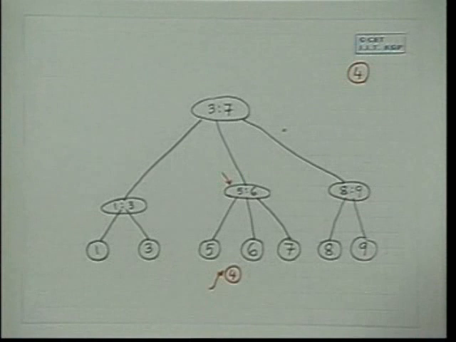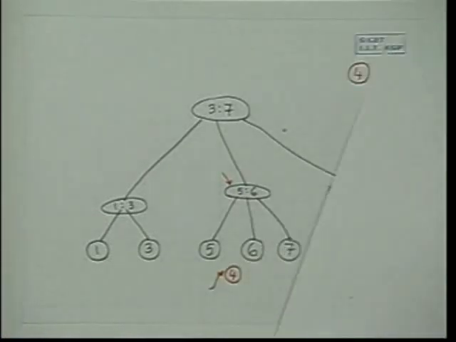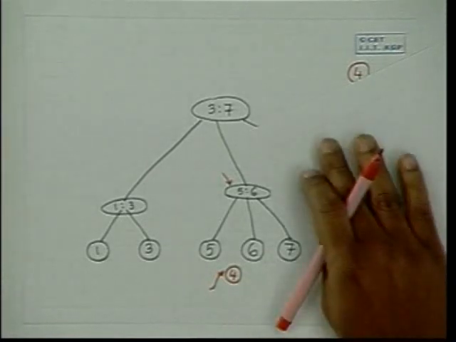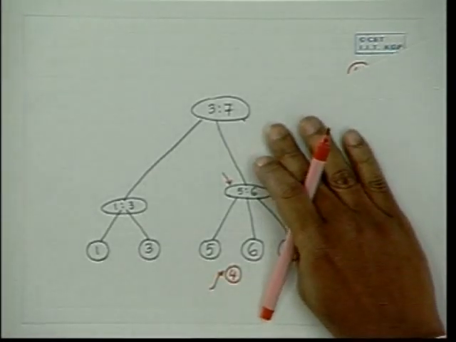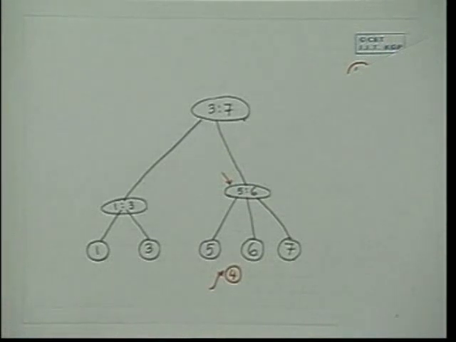Okay, suppose this part is not there. Suppose this part is not there. That should simplify our problem. Suppose this is not there, and you want to insert 4. So here 4 will get. So what will you do? Can you tell me? Guess.